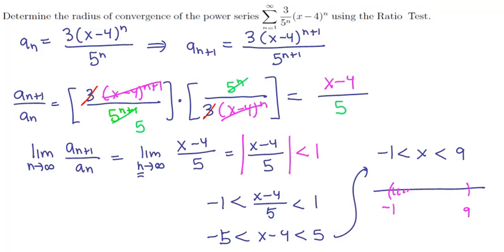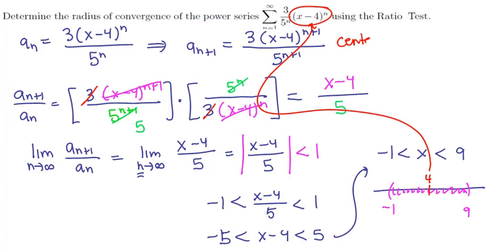Notice that the value directly in between on this interval would be exactly 4, which makes sense, it's the center. And we're also getting exactly 5 units from the center to either side. And so that would be our radius value. It's also exactly that number right there. So our radius of convergence for this series is exactly 5 units.